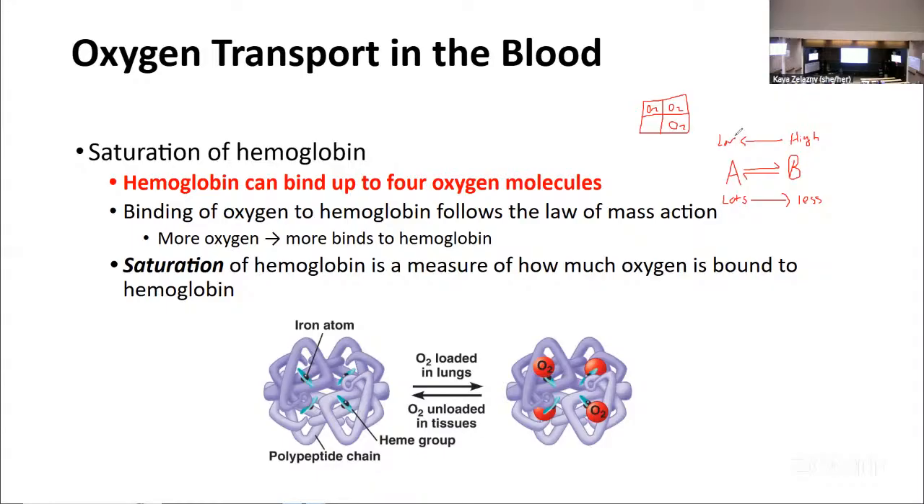So when we have more oxygen, we're going to end up binding more of that oxygen to hemoglobin. We're going to see that our hemoglobin isn't always completely full of oxygen. We don't always have all 4 of those heme groups occupied.